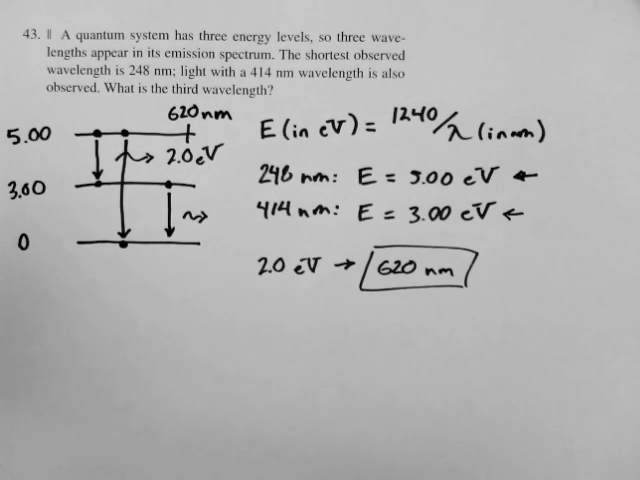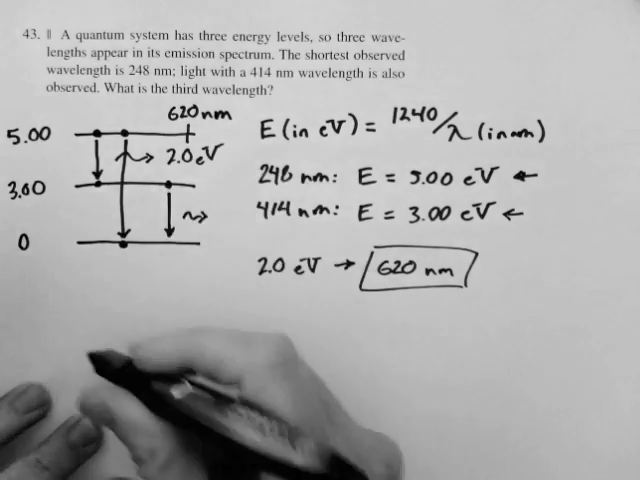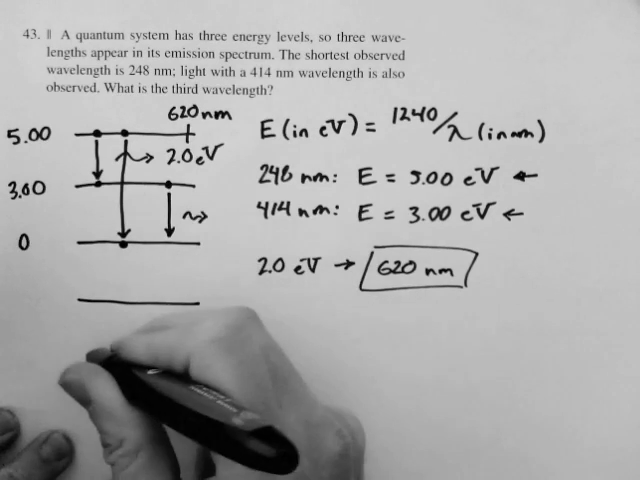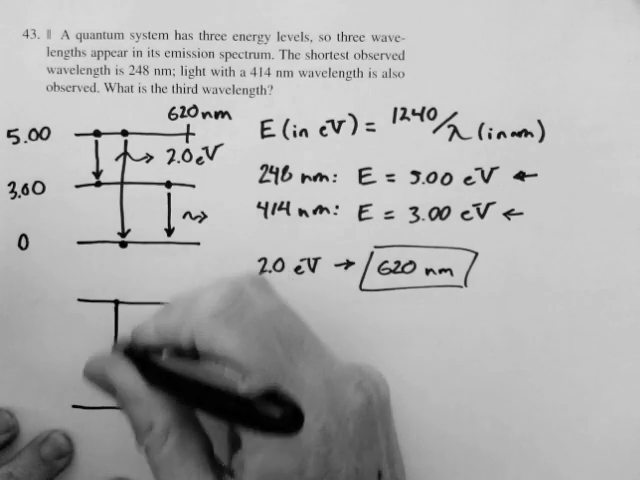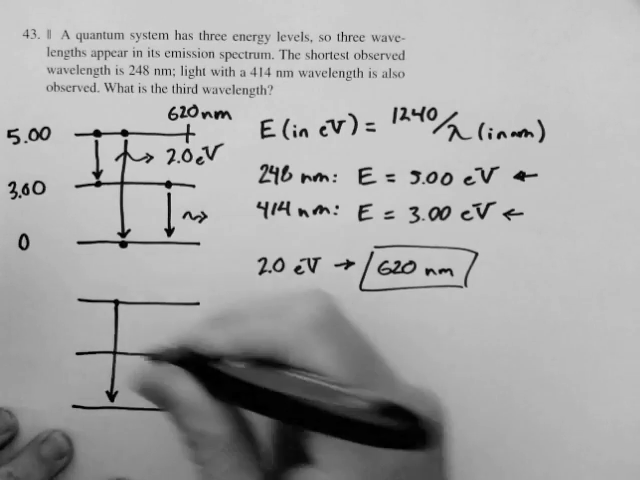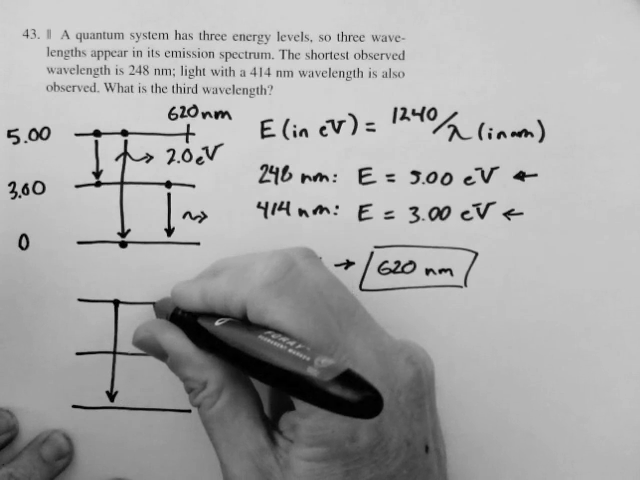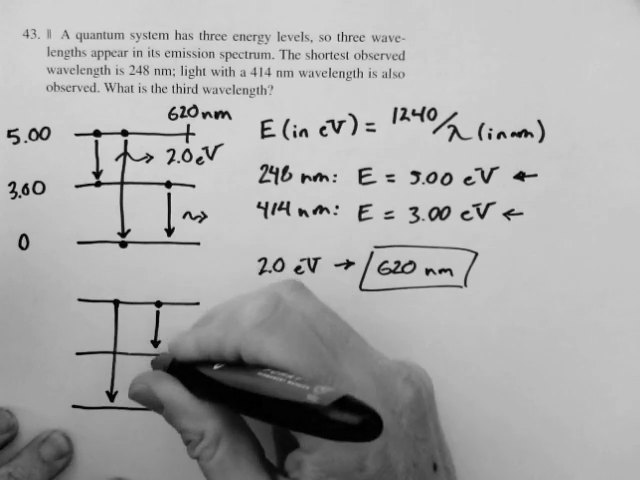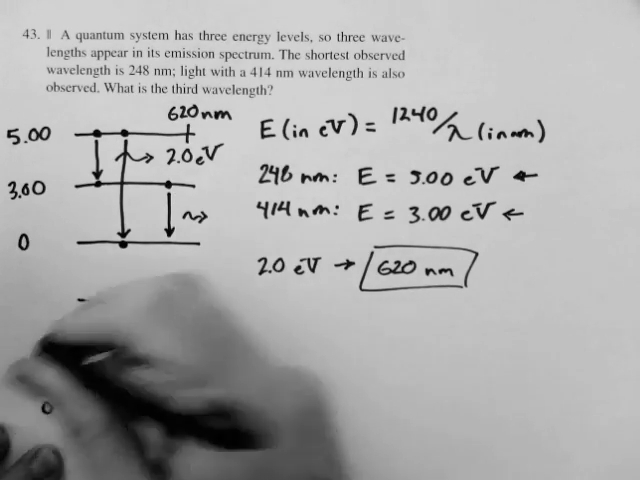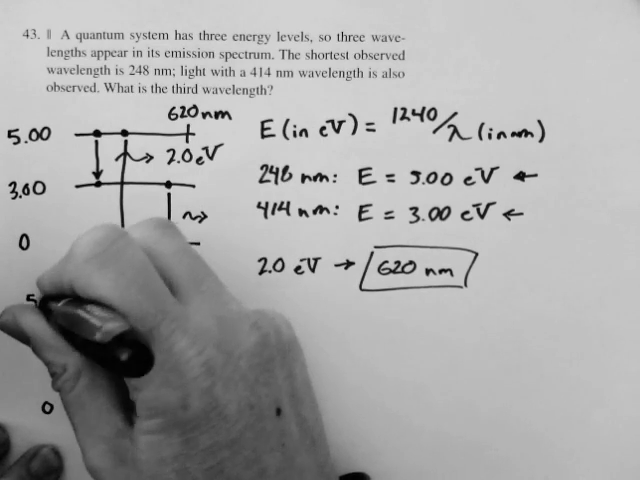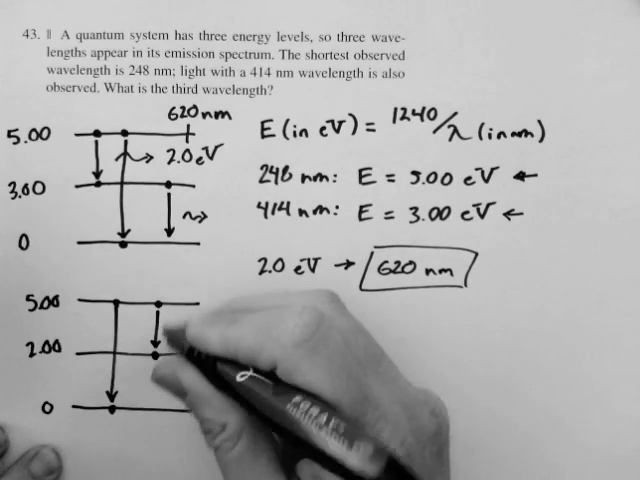Now you might be asking yourself, how did I know that this transition was 3 electron volts, meaning that this one was 2? Well, let's suppose I built the spectrum the other way. Suppose I said the initial lowest energy state, which we looked at, corresponded to a 5 electron volt change. Suppose I assumed that this transition corresponded to 3 electron volts. If that was true, my states are 0, 5.00, and then this state will correspond to 2.00 because the difference is 3.